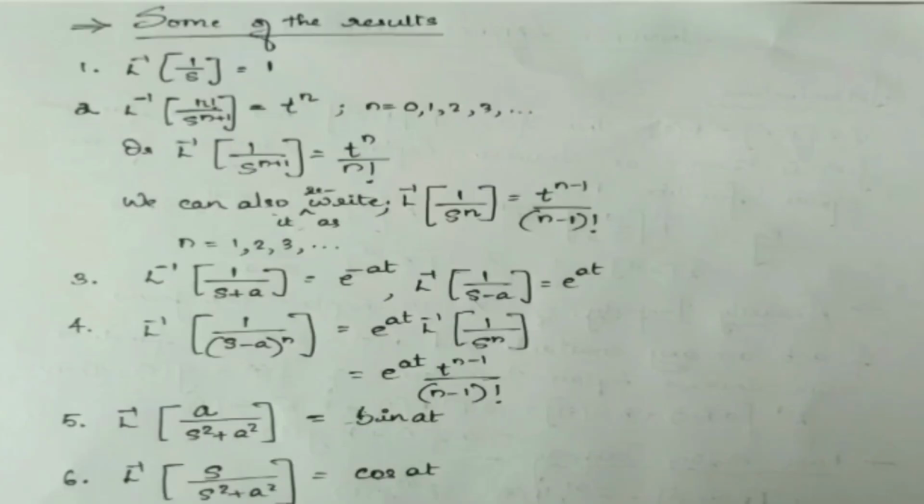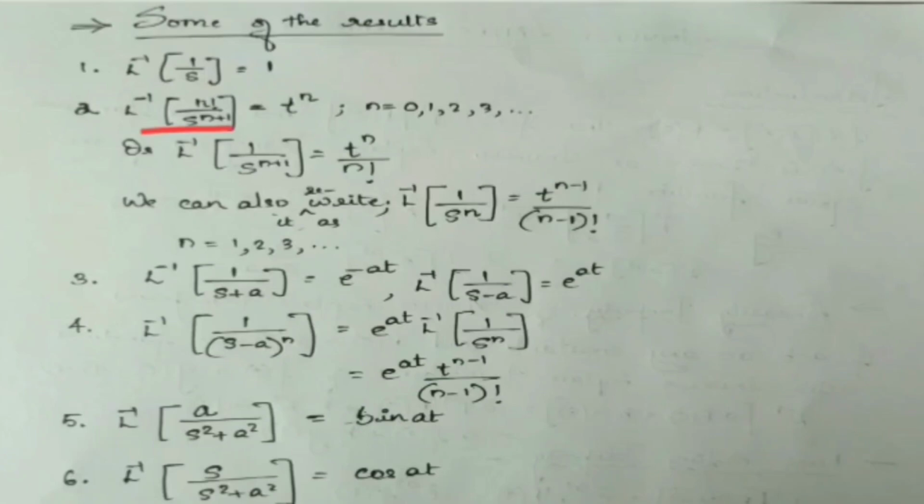These are the inverse Laplace transforms of the elementary functions. Please learn them by heart. So the first one is Laplace inverse of 1 by s, which is given by 1, because Laplace of 1 is 1 by s. So Laplace inverse of 1 by s will be 1.